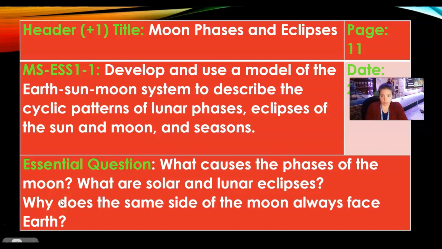Okay, so today we are working on moon phases and eclipses. This should be page 11. You don't have to put in this part. Just make sure the essential question matches up. What is the cause of the phases of the moon? What are solar and lunar eclipses? And why does the same side of the moon always face the Earth?